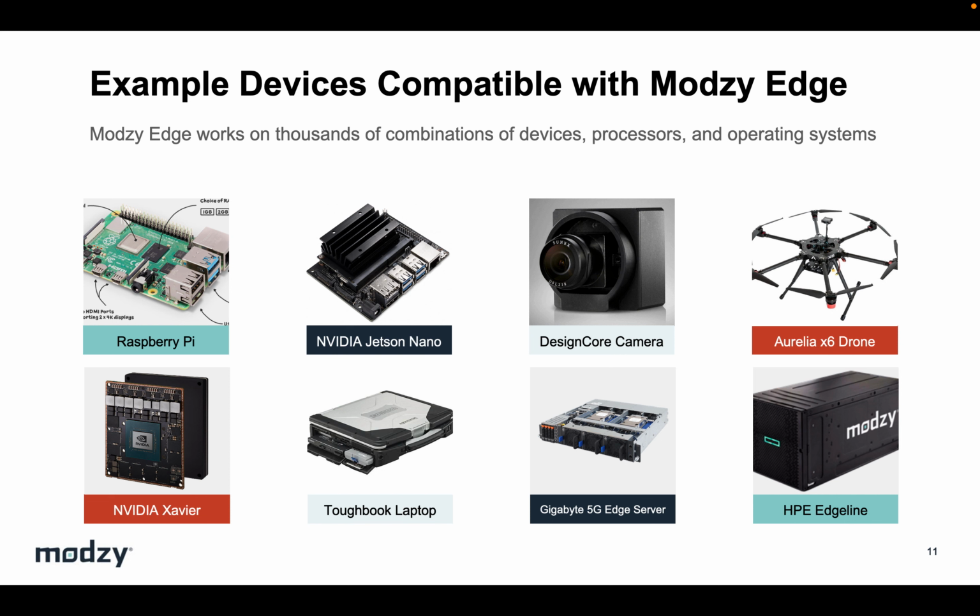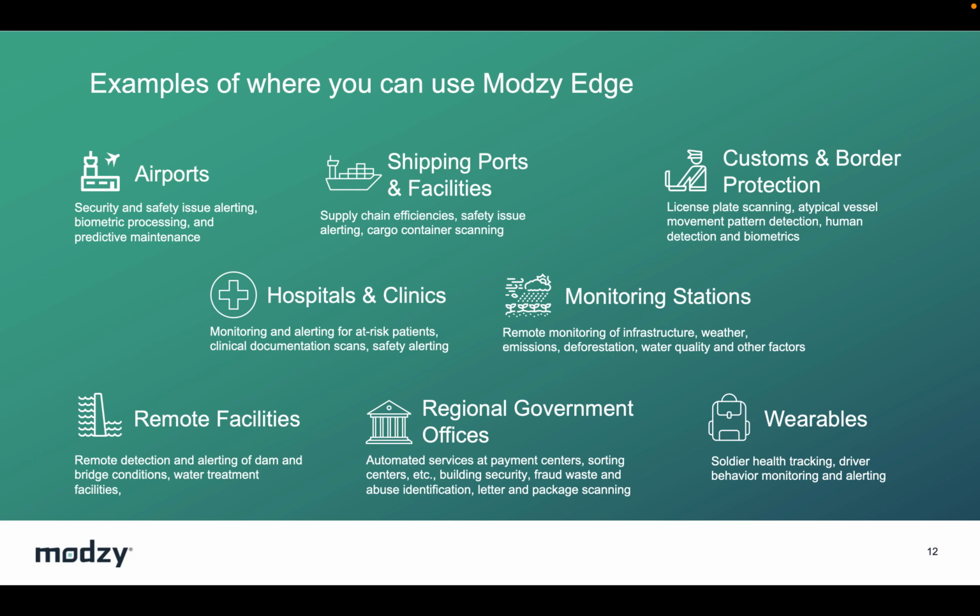And again, to drive home that point on flexibility, we can support almost any combination of processor types, operating systems, or devices. If you're running on a Raspberry Pi or Jetson Nano, like we showed today, or a smart camera, maybe you're running computer vision models on a drone tracking vehicles, for example, or you've got a more powerful Edge device like an HPE Edgeline, we've built Modzy Edge in a way that supports all of these different scenarios. And now I'm going to hand it back over to Brett to talk about just a few potential use cases.